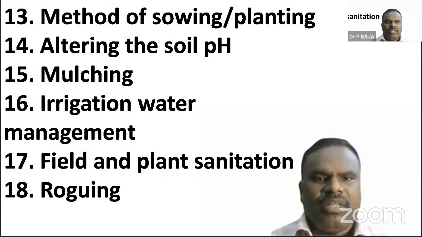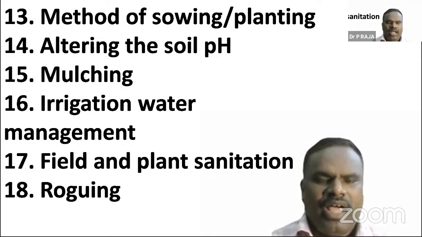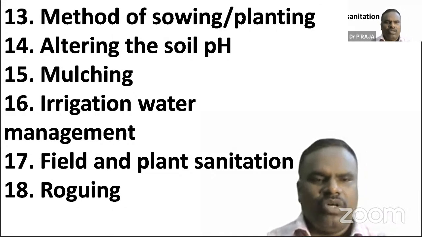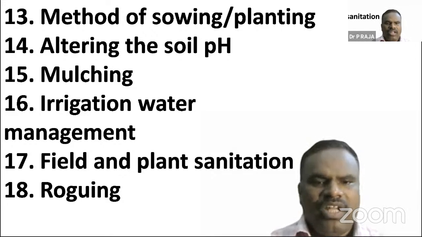And then methods of sowing and planting. It is very important in which method you are sowing. And altering the soil pH is also very important. And then mulching, covering up to preserve the moisture. And irrigation water management is also very important. If you give excess water to the nursery beds, that will create a problem, and damping off disease will occur. So then field and plant sanitation are also very important. And roguing out the infected plants is very important.